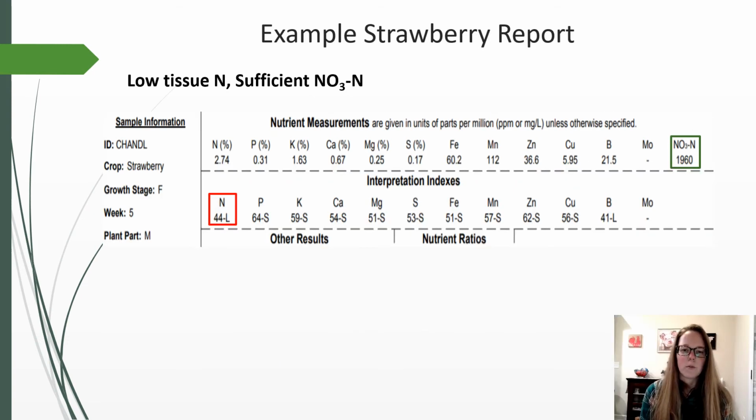This last sample shows leaf tissue N is low, as indicated by the red box with an index value of 44, and the petiole nitrate is sufficient, as you can see highlighted in the green box at 1,960. When this occurs, you can stay at the maintenance rate of 5.25 pounds of nitrogen an acre a week, or your current rate, and sample again in 2 weeks.